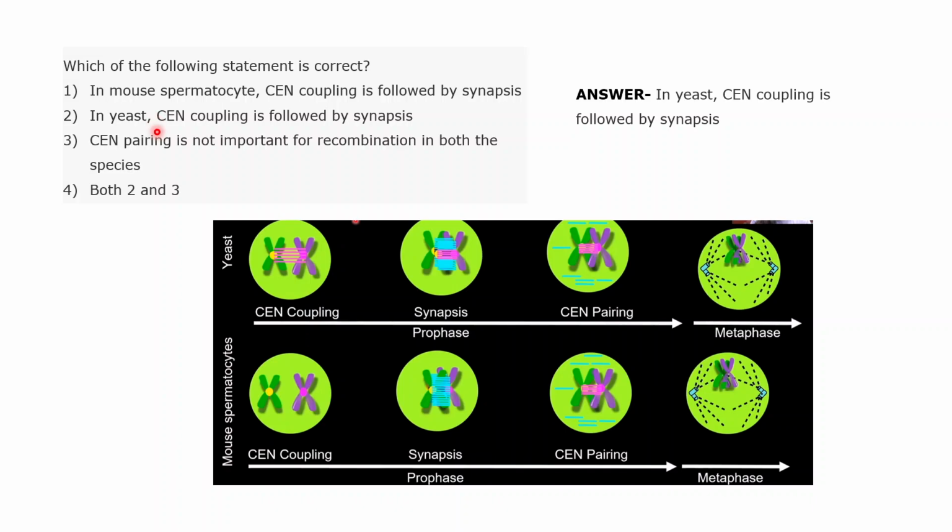So coming on to its answer, in yeast, centromere coupling is followed by synapsis. You can see from the diagram there. So in that case centromere pairing is important, but centromere coupling in both the cases is basically not important. In case of mouse spermatocyte it is not needed, but in case of yeast it is needed. However, synapsis formation and centromere pairing are important so that it can complete the prophase stage. Crossing over can happen. Prophase 1 is completed, then it can enter into metaphase 1, and afterwards metaphase 2 and form the haploid cells. So I hope this answer is clear.